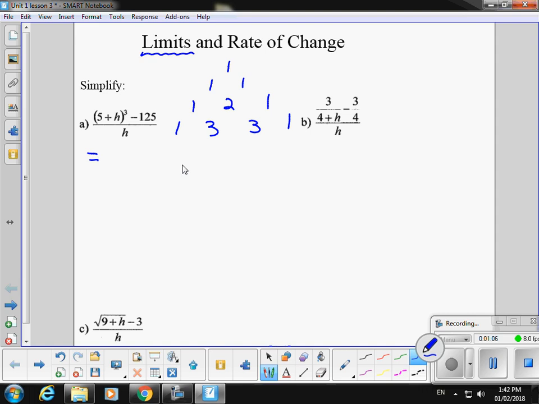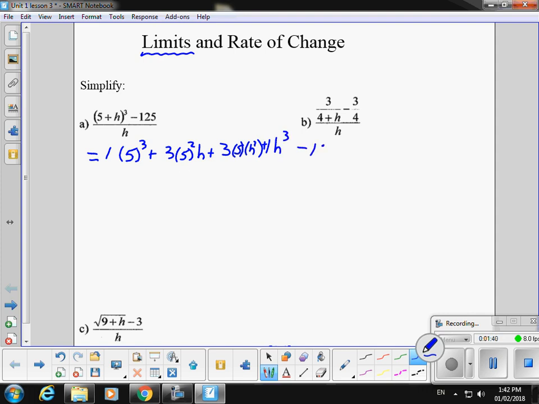So if we have something uglier, we've kind of got that in place. So I am looking for the third row, which is 1331 as my coefficients. I have all of 5 cubed for the first term, plus 5 squared and an h for the second term. I have a 5 and an h squared for the third, and all of the cube goes onto the h for that last term. Subtract 125, okay, all over h.